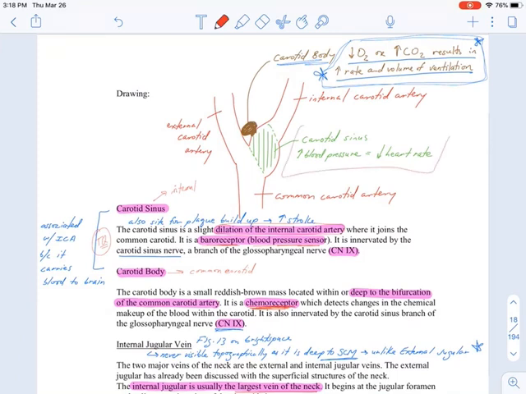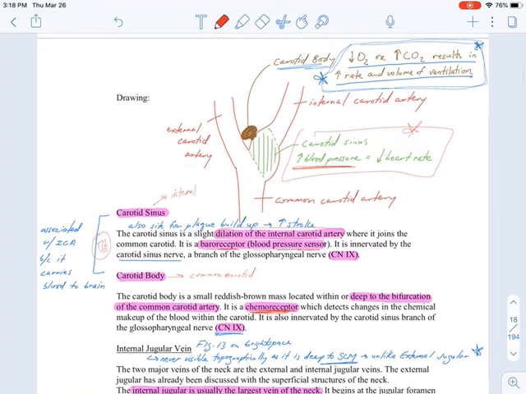For your carotid sinus, we're thinking about if we had an increase in blood pressure. Again, the sinus is a baroreceptor or blood pressure sensor. That increase in blood pressure can lead to a decrease in heart rate.